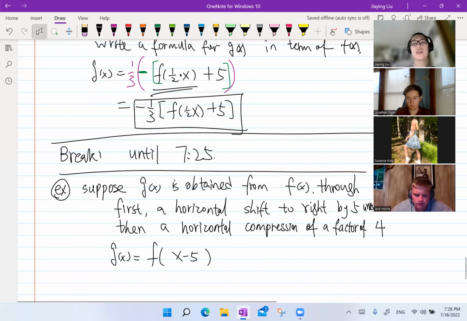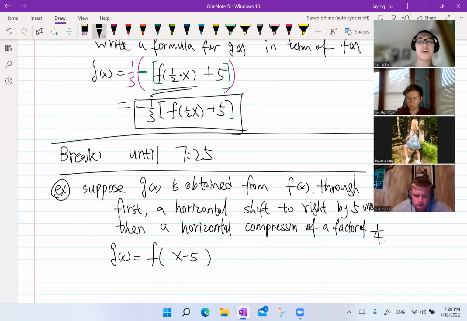And then it says we're going to have a horizontal compression of a factor of 4. Sorry, I should say it correctly: horizontal compression of a factor of 1/4. Now, if we compress it by 1/4, it doesn't mean that we take x multiplied by 1/4. We actually multiply by the reciprocal of 1/4. So it would be 4 times x. So 4 times x will be the horizontal compression.